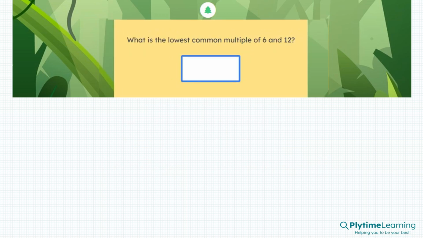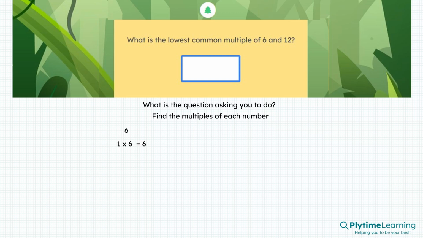What is the lowest common multiple of 6 and 12? What's the question asking you to do? It's find the multiples of each number. So the number 6 multiples are 1 times 6 is 6, 2 times 6 is 12, 3 times 6 is 18, 4 times 6 is 24.